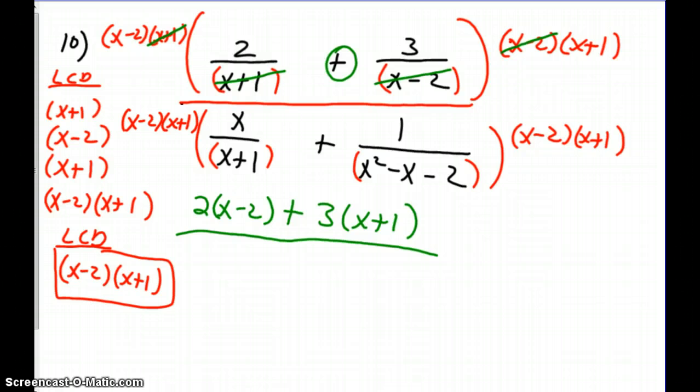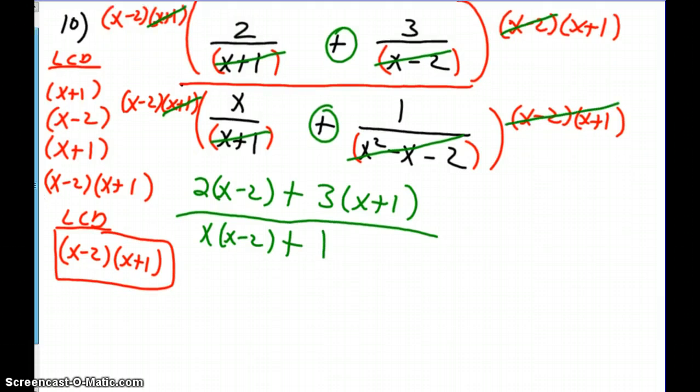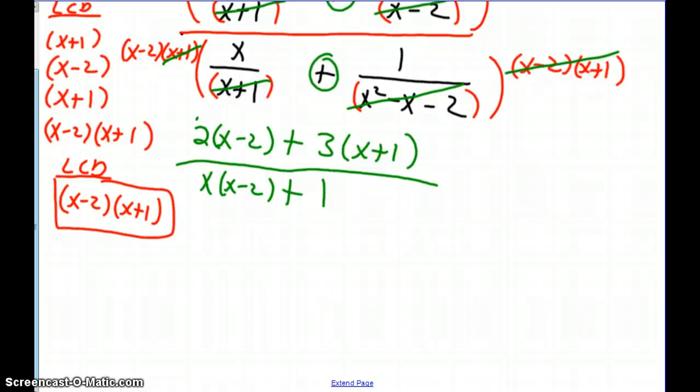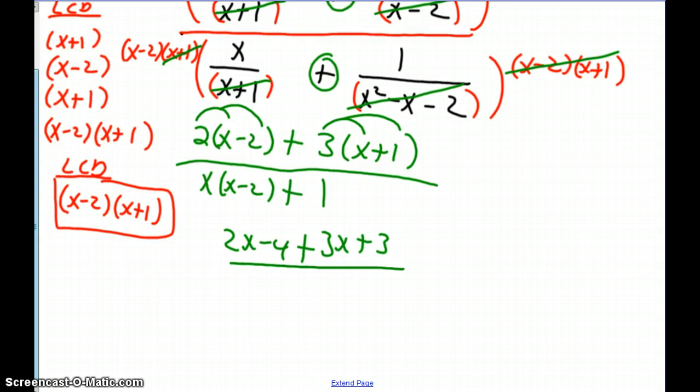Okay, on the bottom, the x plus 1's cancel. You have x minus 2, and then plus, and here, all of this cancels, leaving 1. Next thing to do, distribute this: 2x minus 4, plus distribute this, 3x plus 3, okay, right?